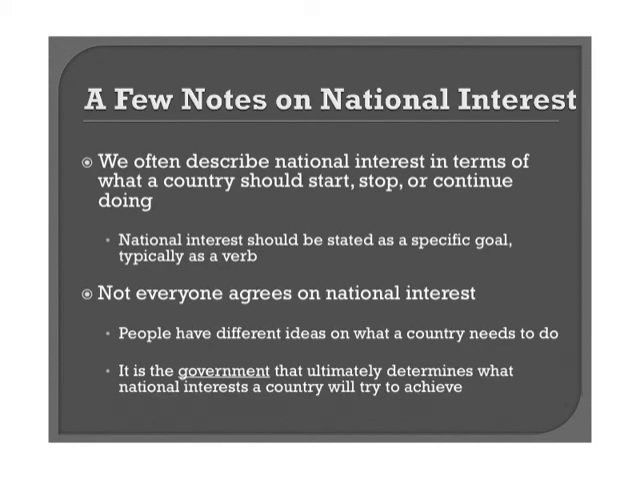Just a few more things to keep in mind when thinking about national interest. First, we often describe national interest in terms of what a country should start, stop, or continue doing. So national interest should be stated as a specific goal, typically as a verb. For example, a country might say that they need to start attracting foreign investment in order to build factories and create jobs for their citizens.